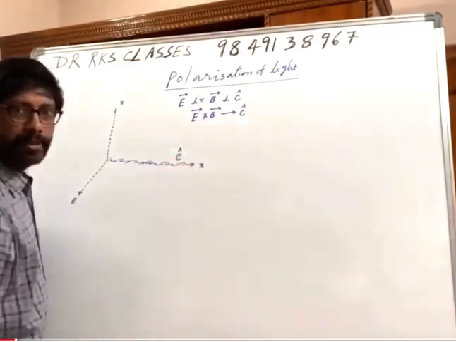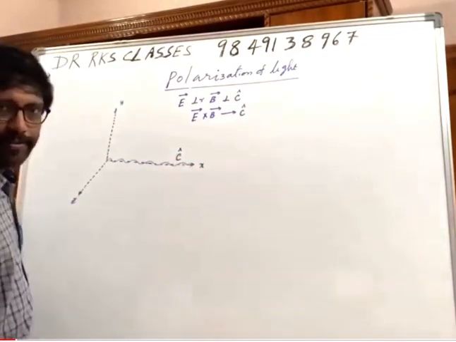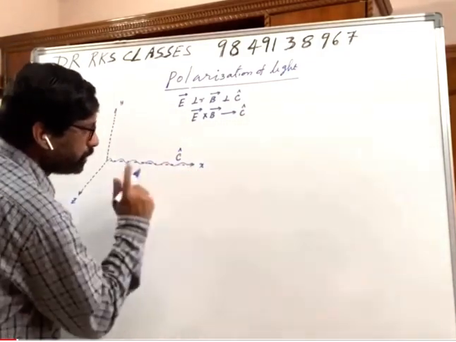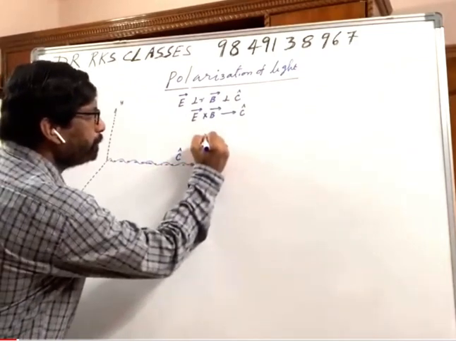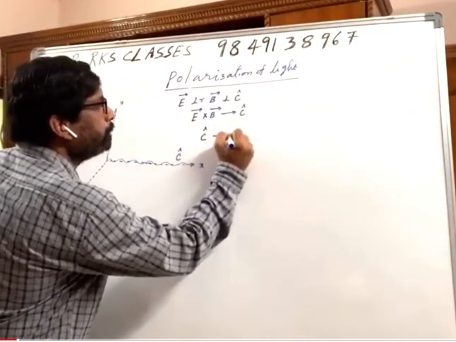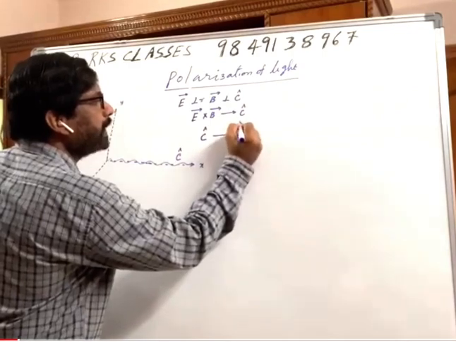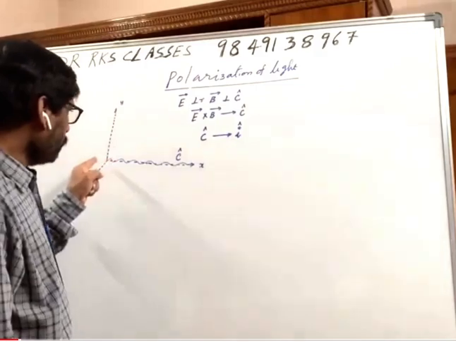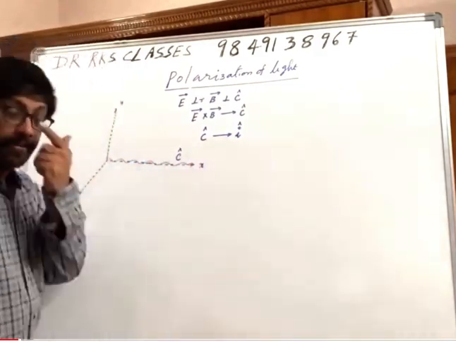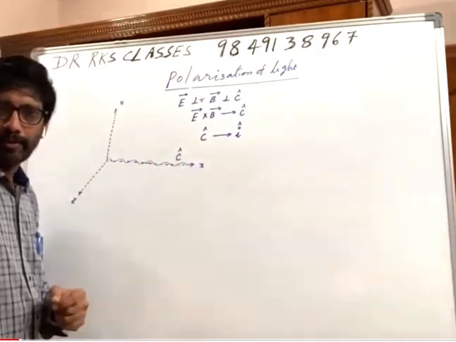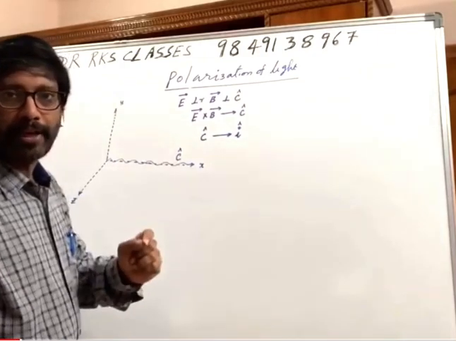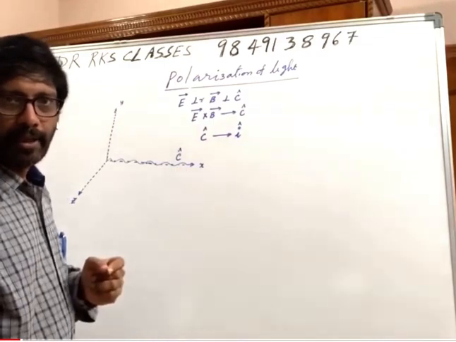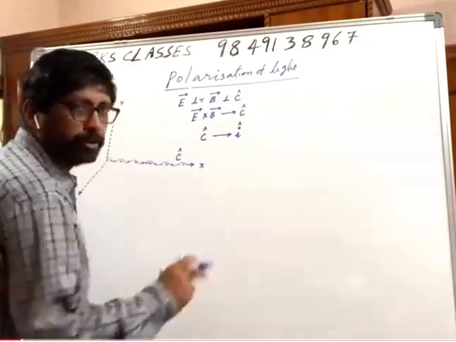C cap I am writing. The magnitude of C is 3 into 10 to the power of 8, fine. So that means the direction of C is I cap, x-axis. Okay. So when a light wave is traveling along x-axis, what must be the direction of electric field? And how many directions are there? And all those directions must be perpendicular to x-axis.